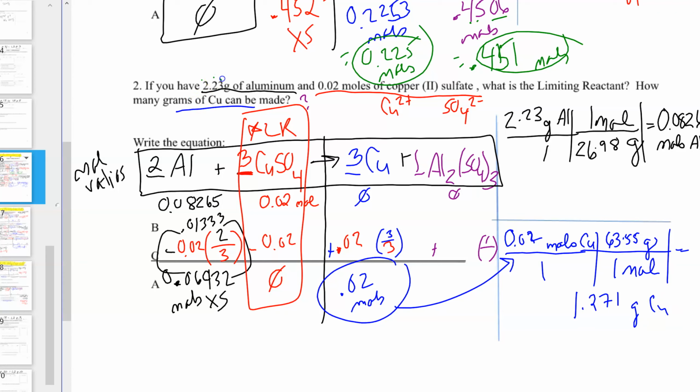Right here there's 3 sig figs, but did you notice this number only has 1 sig fig? That means I can only technically go to 1 sig fig here. So how much copper did I make? 1 gram of copper. Hopefully when you're in chem lab, you'll be more precise than just 1 sig fig. Okay, that's the end of our page 16. Let's go to page 17.